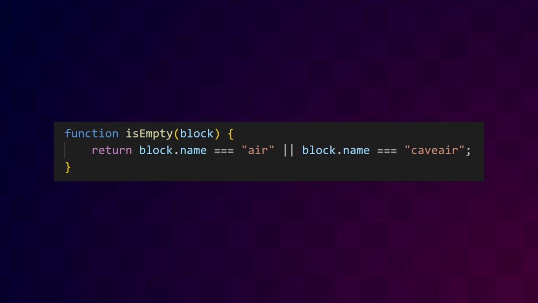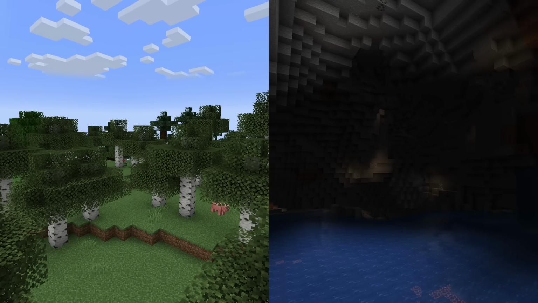To check if a block is empty, we just need to check if it's either air or cave air. That's right. Minecraft has two types of air blocks, regular air and cave air, which is found in caves. They both look like nothing, but Minecraft insists on treating them as separate things, so it needs to be accounted for in the code. Moving on.